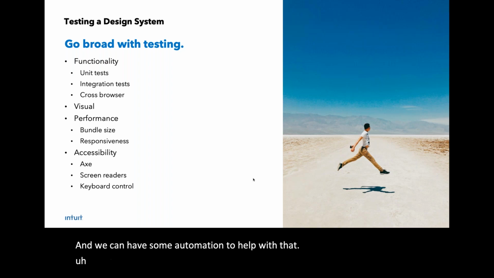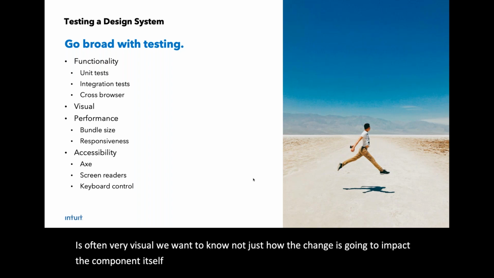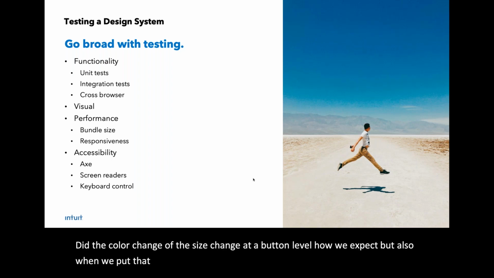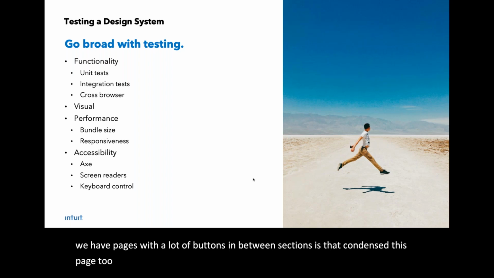We also do visual testing. Since what we're changing is often very visual, we want to know not just how the change is going to impact the component itself. In the case that we're making a change to buttons, not only do we want to know, did the color or the size change at a button level how we expect, but also when we put that in pages, how does that change the spacing between things? If we have pages with a lot of buttons in between sections, does that condense the page too much? How does that affect the product end to end?